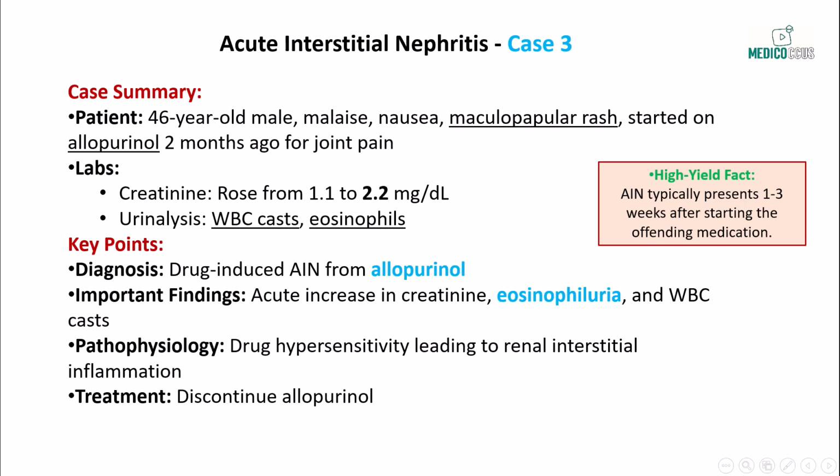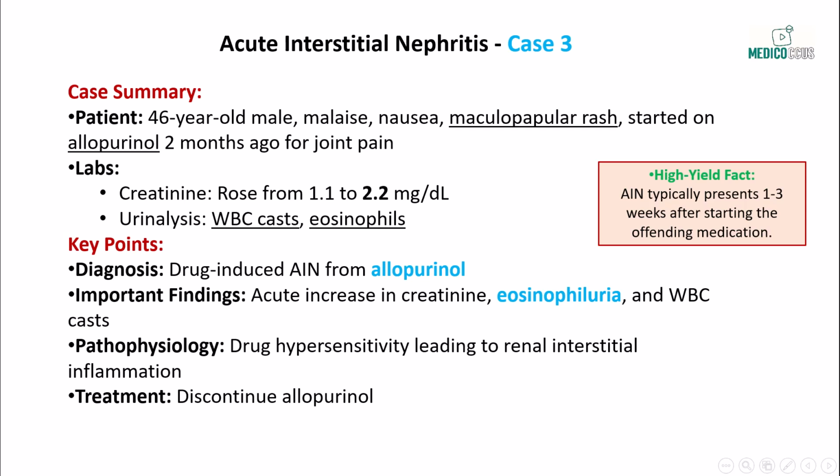Drug-induced acute interstitial nephritis accounts for 75% of acute interstitial nephritis cases. And always keep an eye out for new medications like antibiotics, non-steroidal anti-inflammatory drugs, and proton pump inhibitors in patients presenting with acute kidney injury. Okay, let's wrap things up.